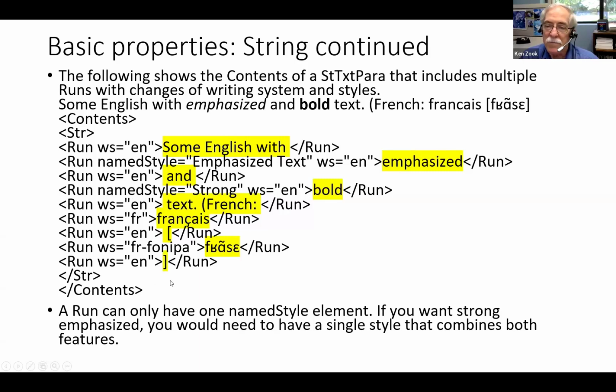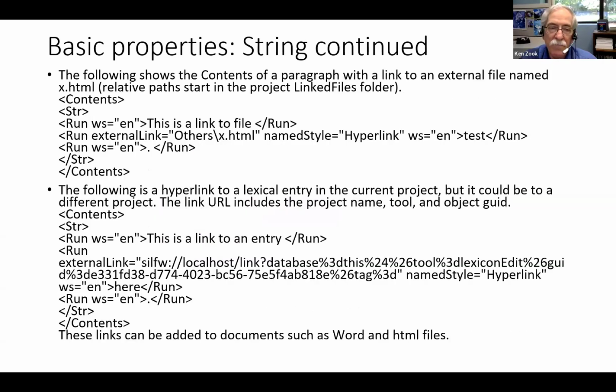And throughout the things that I show, the yellow part tries to show where all of the pieces are for a given string. A run can only have one named style element. If you want strong emphasized, you would need to have a single style that combines both features.